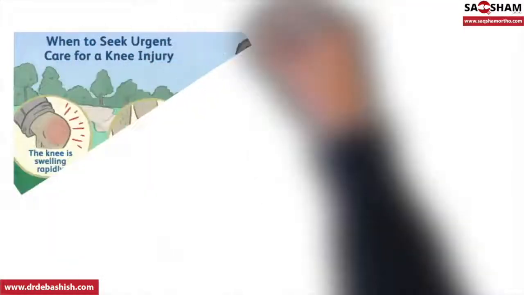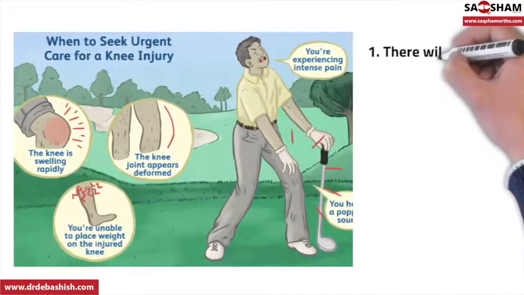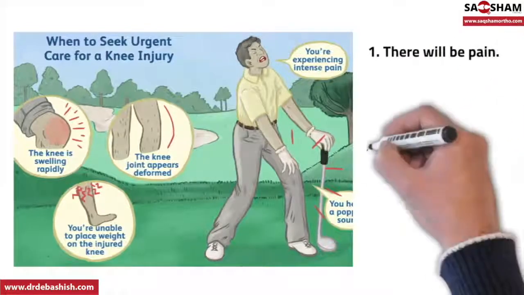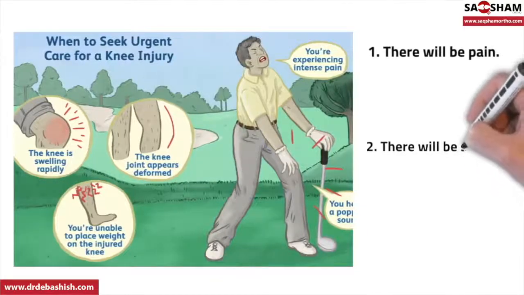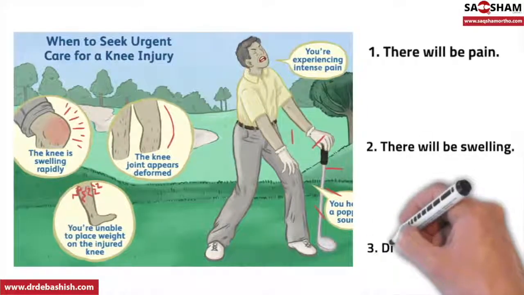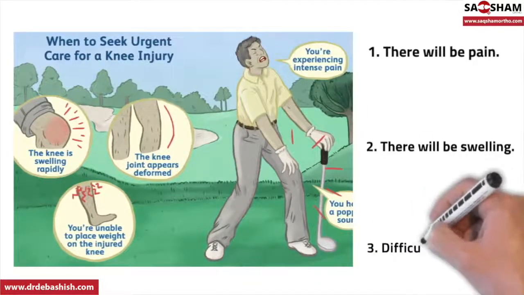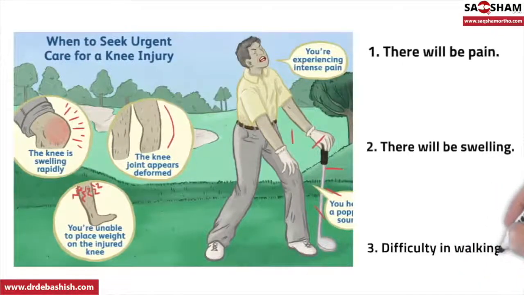So what are the problems the patient complains of? Number 1, there will be pain because of friction. Number 2, whenever there is friction, there will be swelling, so an excessive amount of fluid accumulation or inflammation will be there. Number 3, the patient will have difficulty in walking.